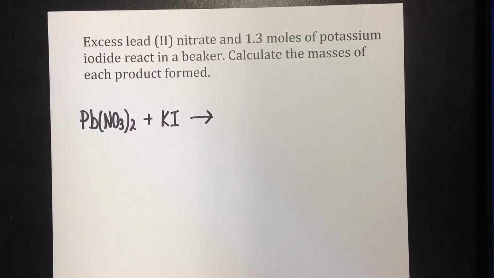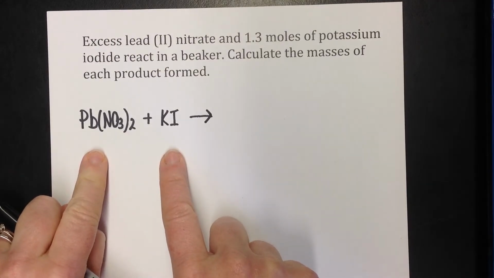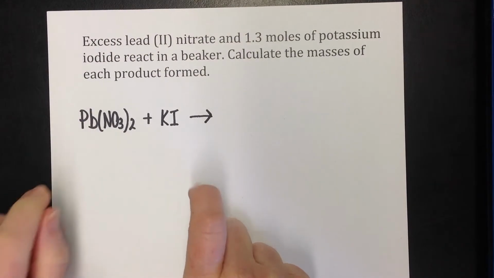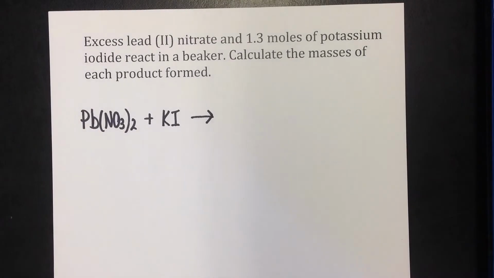Now, anytime I have a double displacement reaction, 2 ionic compounds, what's going to happen is they're going to switch partners. And the easy way to remember this is you're going to put the outer 2 together, and then you're going to put the inner 2 together. Remember, you have to have a positive with a negative so that the charges cancel out.